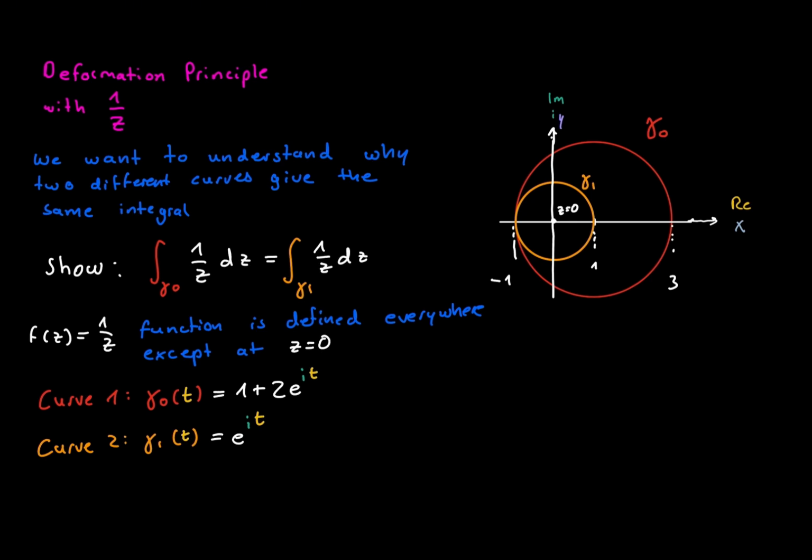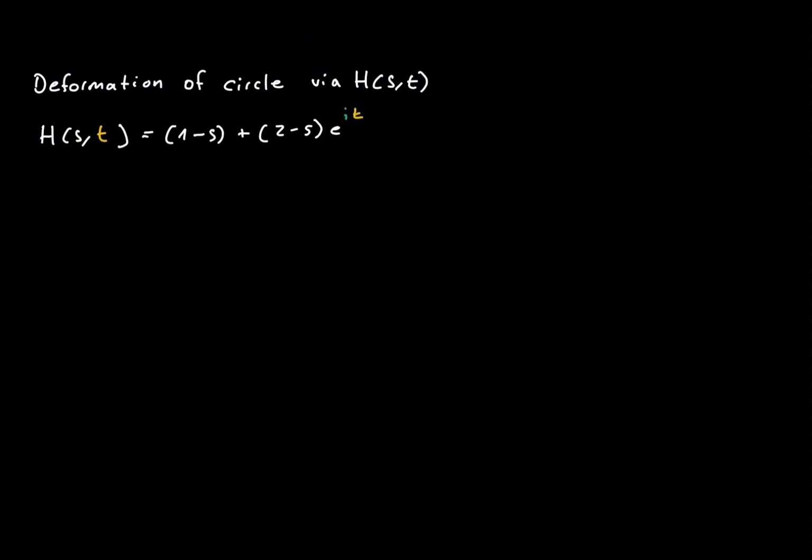Our goal is to show that the integral of 1 over z along the first curve equals the integral of 1 over z along the second curve. Instead of computing both integrals, we show that one curve can be smoothly deformed into the other. For this, we use the deformation h of s and t equals 1 minus s plus 2 minus s times e to the i t.